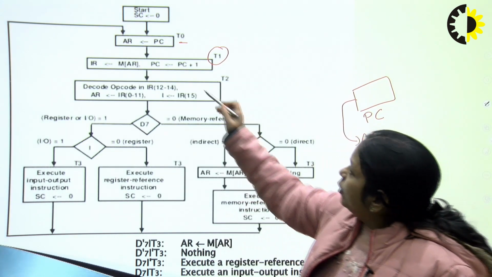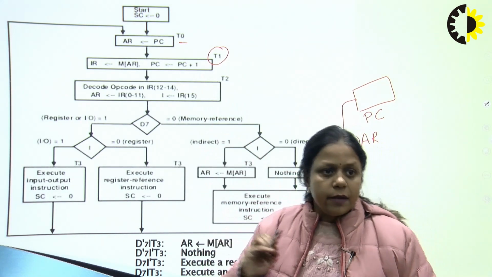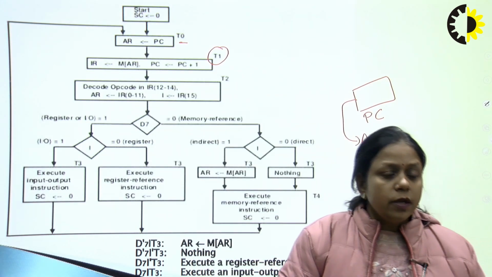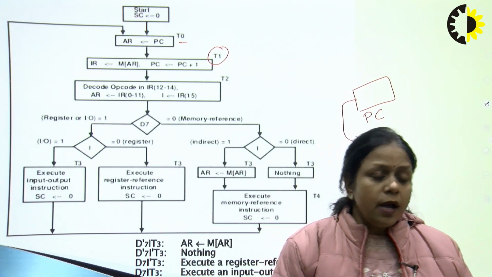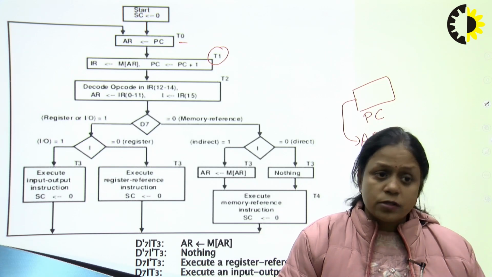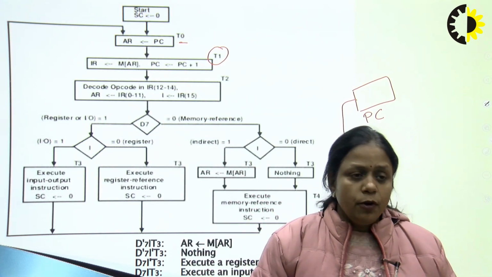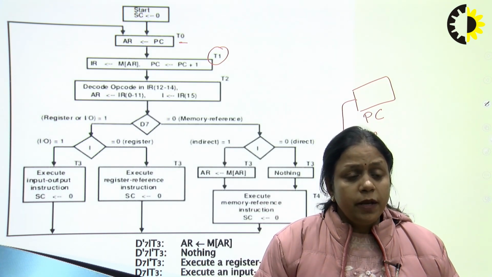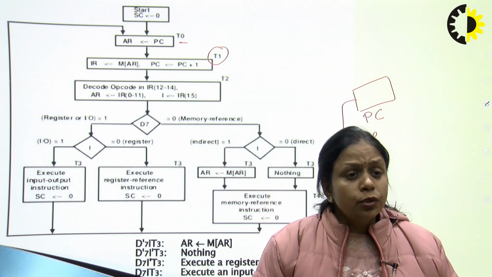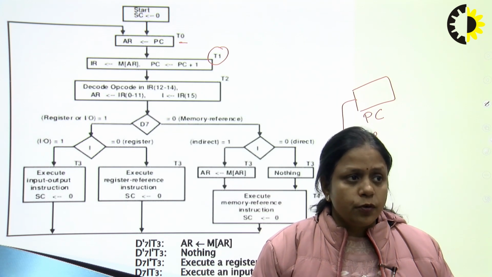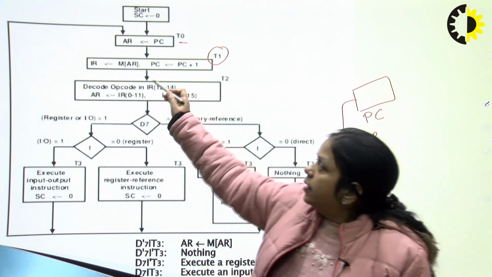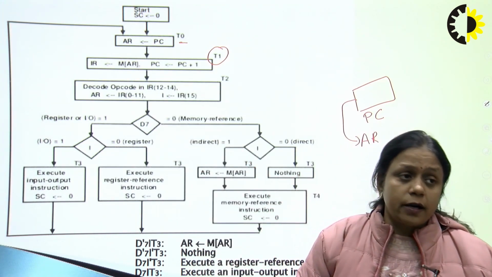And the value of the program counter will be increased by +1, because now the program counter will show the address of the next instruction, because this instruction has been transferred to the CPU. Now the program counter shows the next instruction to be executed, because this instruction's execution has started.